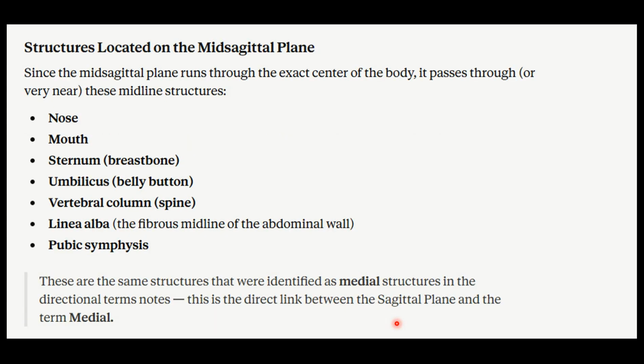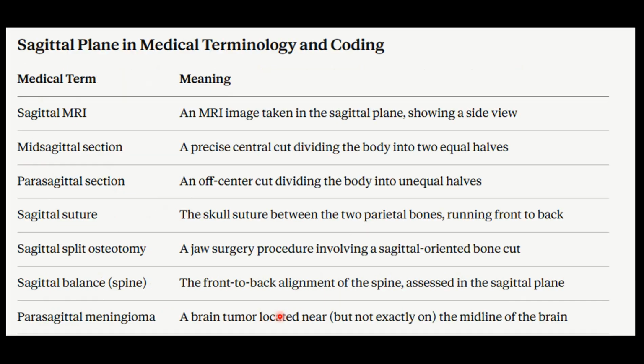Now let's see what structures are located on the mid-sagittal plane. The mid-sagittal plane runs through the exact center of the body. It passes through midline structures like the nose, mouth, sternum, belly button, vertebral column, linea alba, and pubic symphysis. These are the same structures that were identified as medial structures in the directional terms notes when we were learning that part. And this is the direct link between the sagittal plane and the term medial.